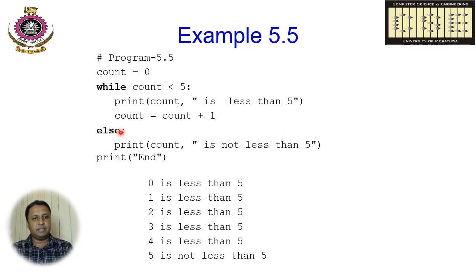And here there's a special thing to do because there's an else clause as well. So we have to execute whatever is inside the else clause as well. So when the count becomes 5, this print statement is executed and it is printing 5 is not less than 5, which is true. So eventually it should also print the end. Once the while loop and the else clause are done, it will come to the last line of the program.